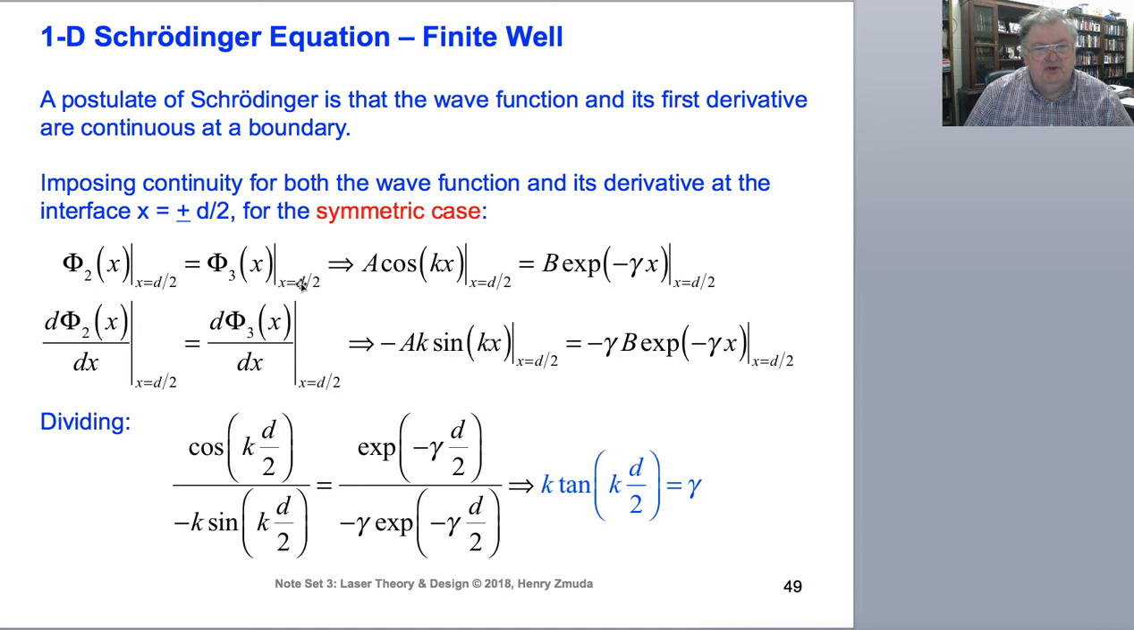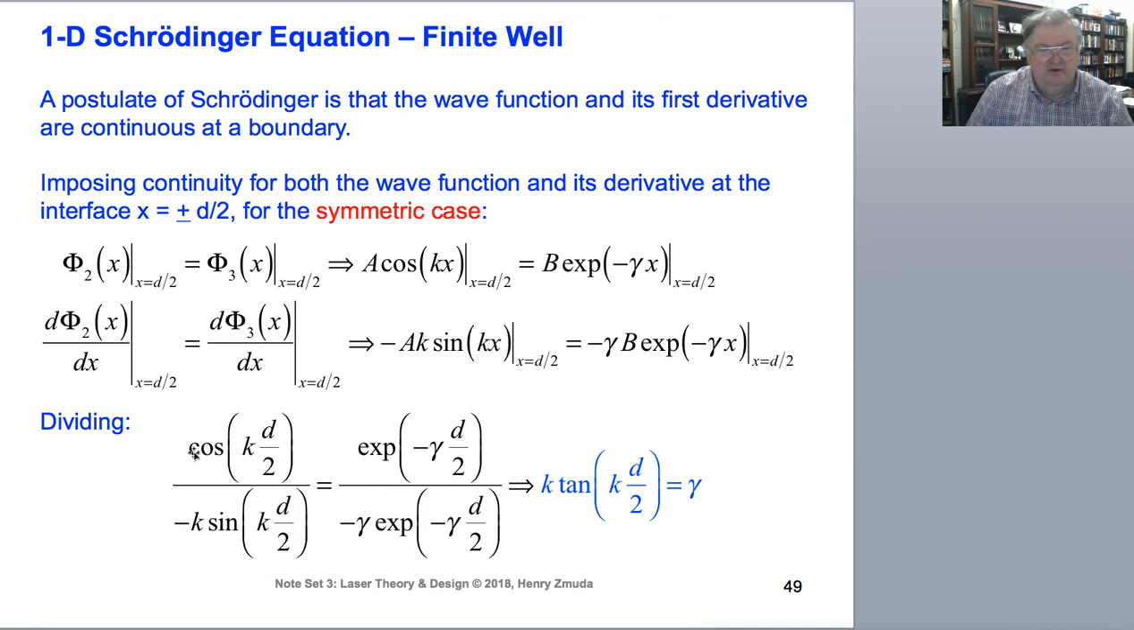Continuity at x equals d over 2 says that phi 2 of x has to equal phi 3 of x at x equal d over 2. And we also have to have the case that the derivative of phi 2 has to equal the derivative of phi 3, again at x equal d over 2. That'll give us this equation by just simply differentiating the functions on the previous page, right? Now divide these two, divide this by this, and here's the equation we get.